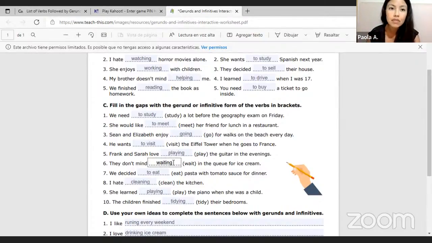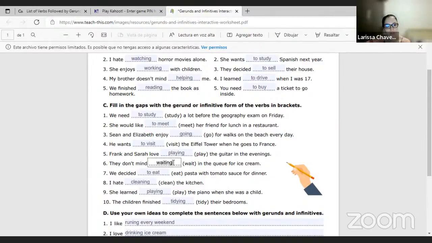Number 6, could you read this? They don't mind waiting in the queue for ice cream. That's correct. Very good. Number 7. We decide to eat pasta with tomato sauce for dinner. Excellent. Very good. Number 8. I hate cleaning the kitchen. So it's the same, right? When it's general, yeah.